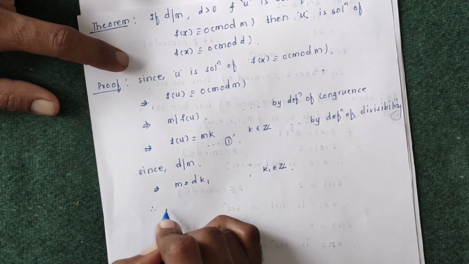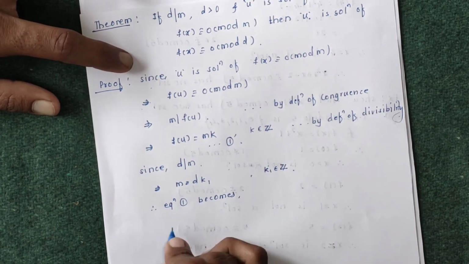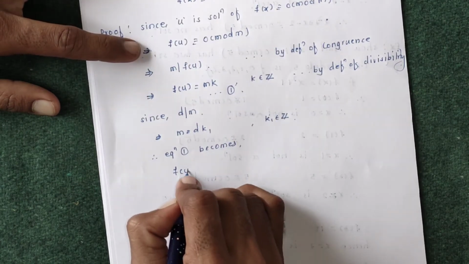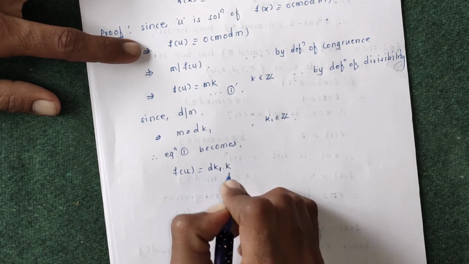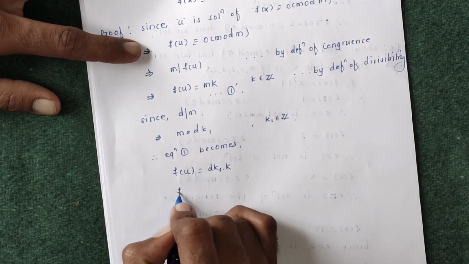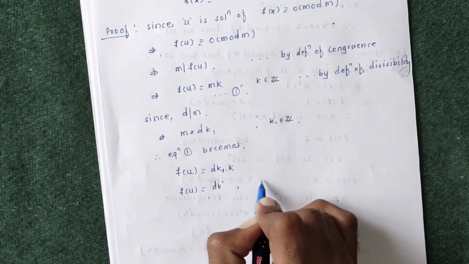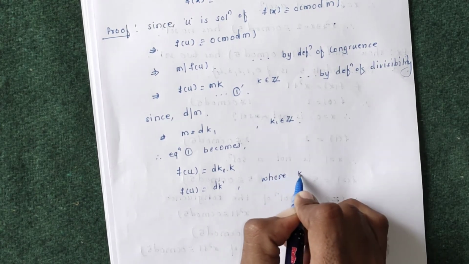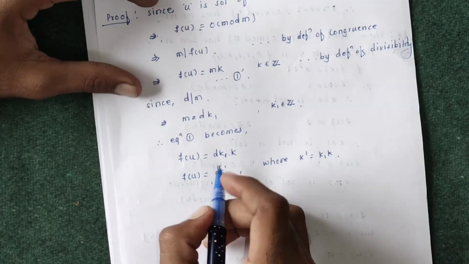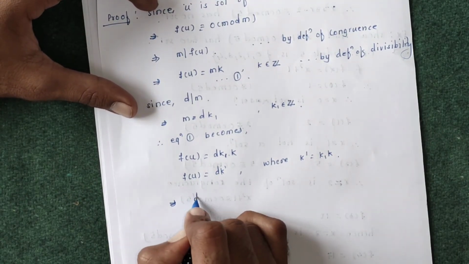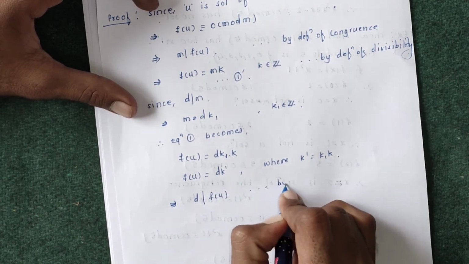Now equation 1 becomes f of u equals d into k1 into this k. So we can write f of u equals d into some k prime, where this k prime is equal to k1 into k. So again, by using the definition of divisibility, we can say that d divides f of u.